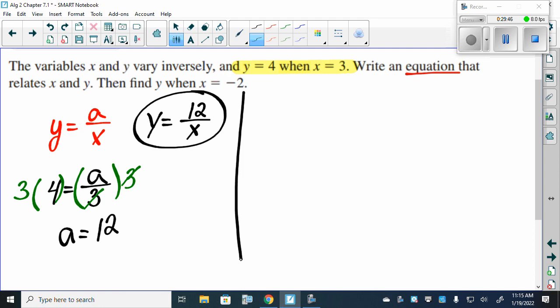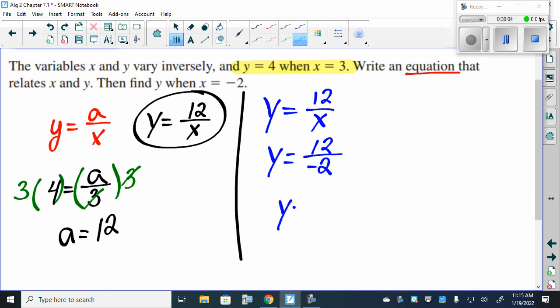Lastly, we need to find the value of y when x is equal to -2. Well, we can take this y is equal to 12 divided by x and do what? Well, x is what? Plug it in. And well, 12 divided by negative 2 is negative 6. And that's it. So really for this here, all we had to do was find the value of a from the given two values, plug it in to get the equation, then plug our x value in to find the value of y.